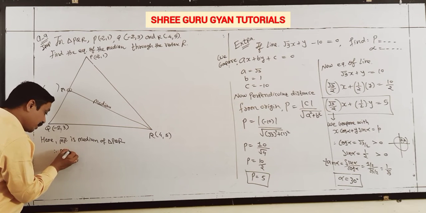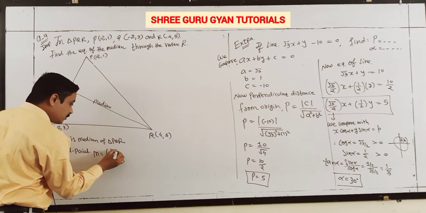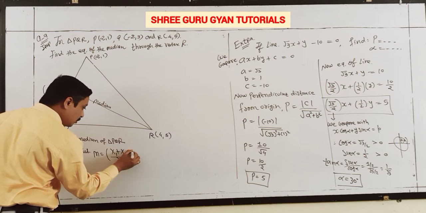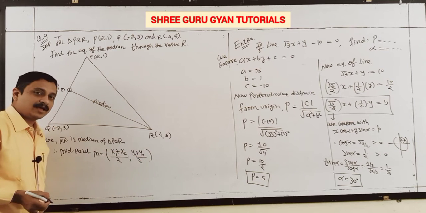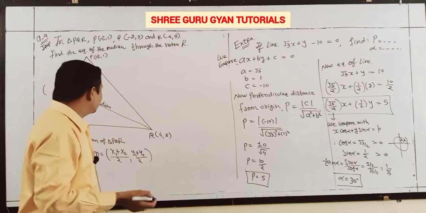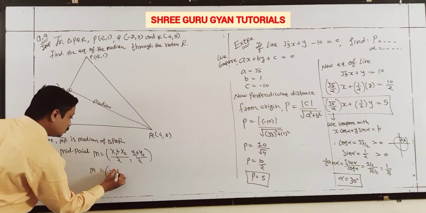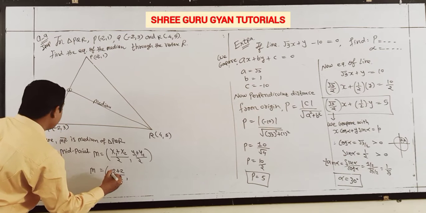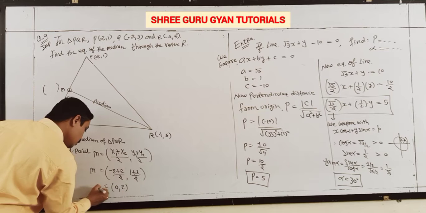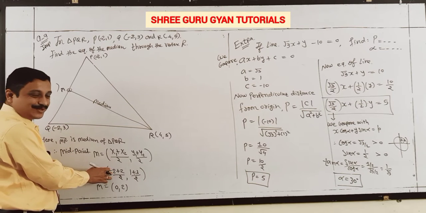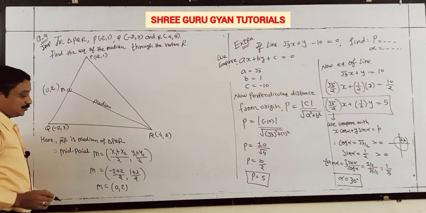Therefore, midpoint M is x1 plus x2 by 2, comma y1 plus y2 by 2. And now apply values. What is x1, x2? Yes, my M coordinate is minus 2 plus 2 by 2, and 1 plus 3 by 2. So my answer is 0, 2. Minus 2 plus 2 is 0. Here 3 plus 1 is 4 by 2, which is 2. That's M (0, 2).